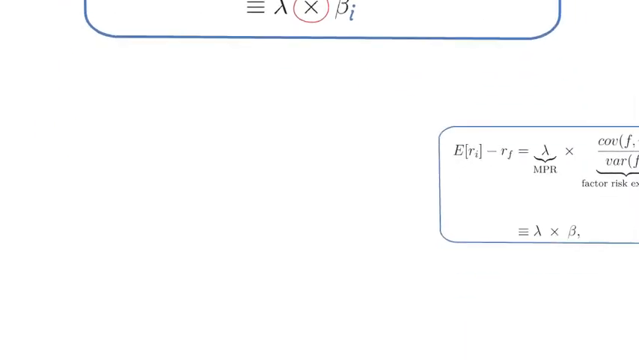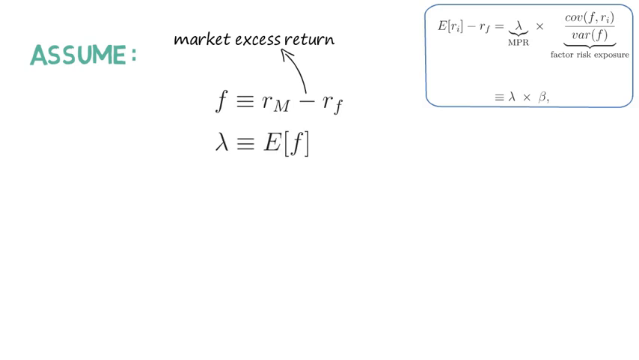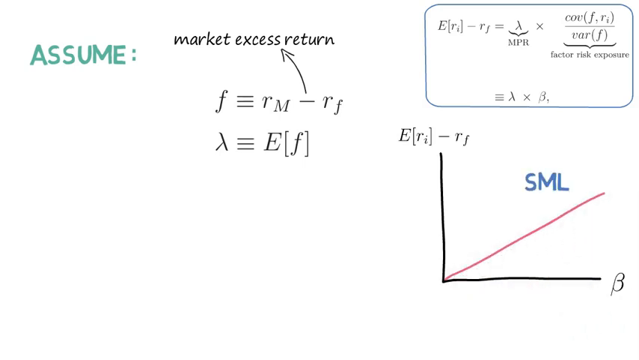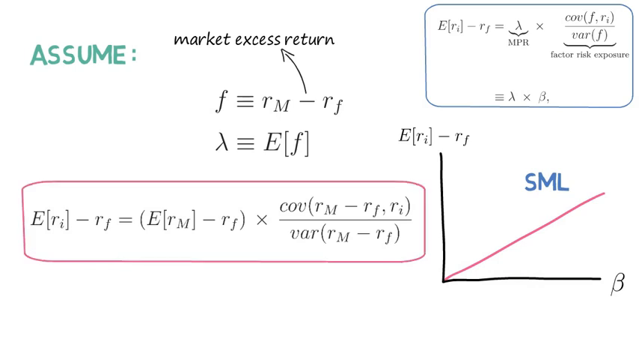Okay, now notice, if you assume the factor risk premium is the market excess return, so F is Rm minus Rf, then the factor risk premium would just be the expected value of F, that would be the lambda. Then you end up with the security market line of the CAPM given by this following equation here. So you see that in the CAPM, the lambda is simply the expected market excess return, while the beta is the covariance of asset i with the market's excess return over the variance of the market's excess return.